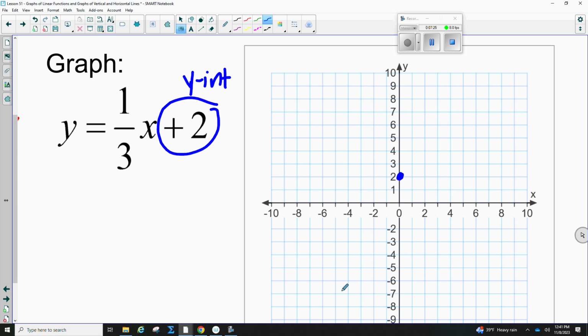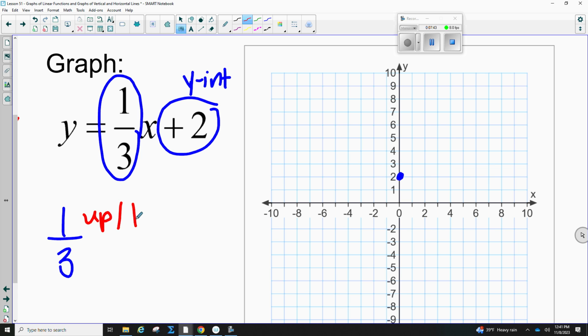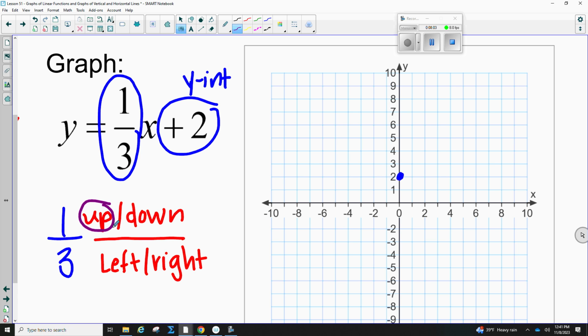Now, this number here in front of x is the slope, and you should probably write this somewhere next to your graph. This top number is always the change in y. In other words, this top number always tells us up or down. It's our change in y. And the bottom number always tells us left or right. It's our change in x. It's always change in y over change in x. So because they're both positive, we are going to go up because up is positive, and right because right is positive.